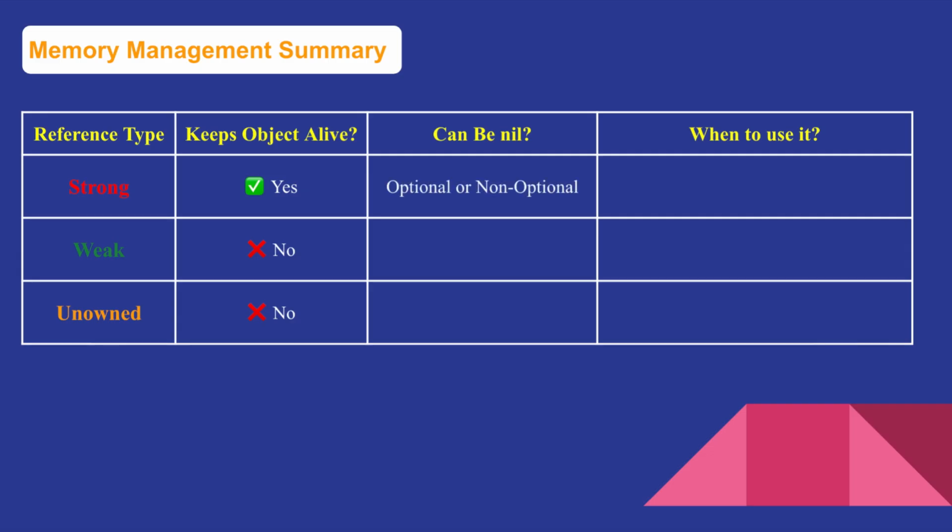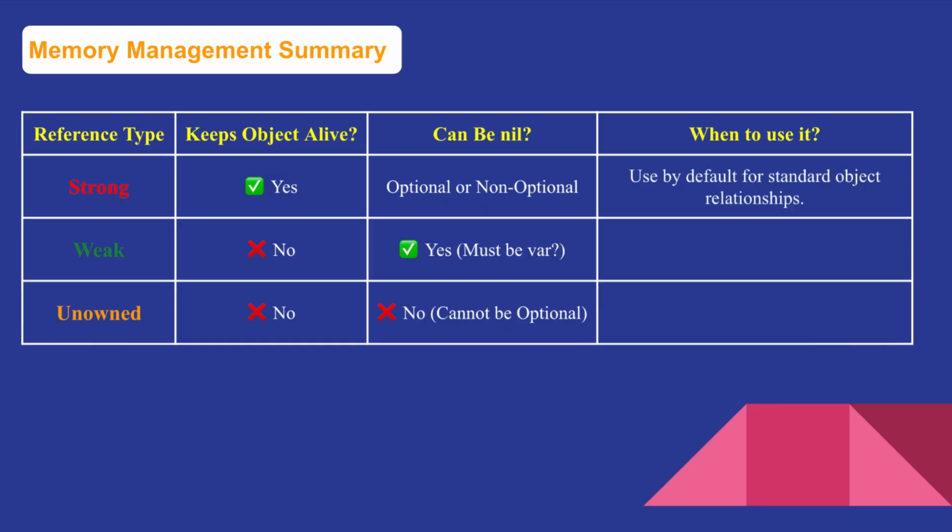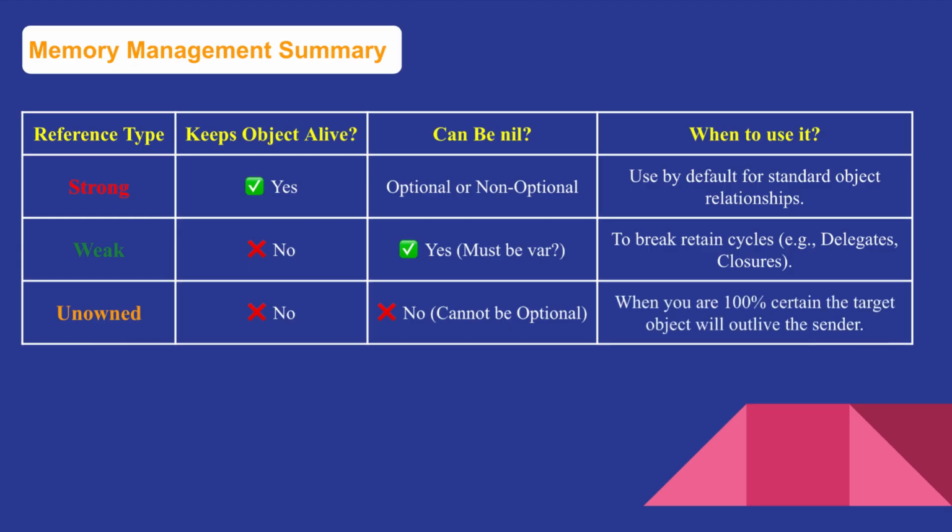Next, can they be nil? Strong references can be either optional or non-optional. Weak references must always be optional since they can clear out at any time. Unowned references are never optional because they assume the object is always there. Finally, when do you use them? Use strong by default for your standard object relationships. Use weak specifically to break retained cycles, like in delegates or closure capture lists. And use unowned only when you're 100% certain the target object will outlive the sender.